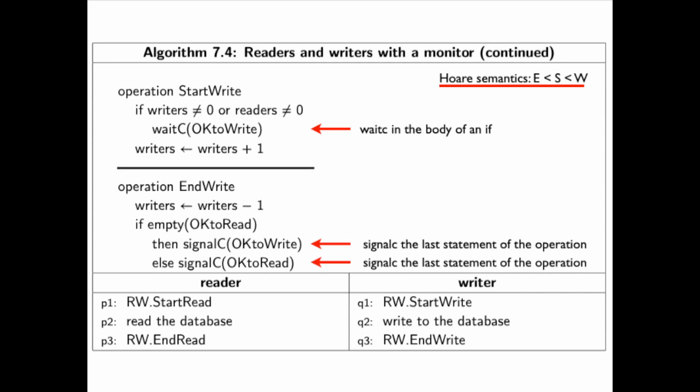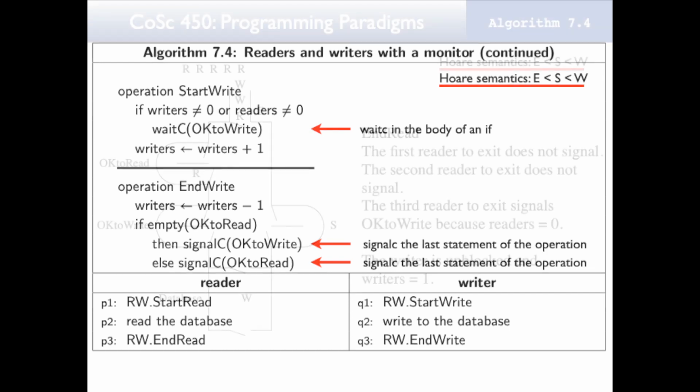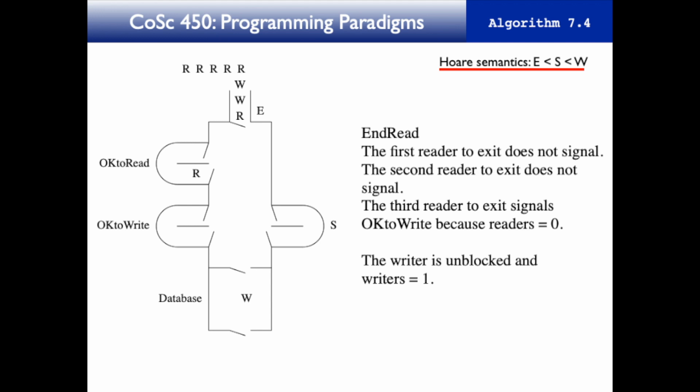So therefore, what that did is that unblocked the writer. And so in this code, we see that when the writer is unblocked, the writer had executed start write, and so he executes writers gets writers plus 1, and therefore the writer now is in the database, the sole writer who is writing in the database. So the writer is unblocked and writers equals 1.